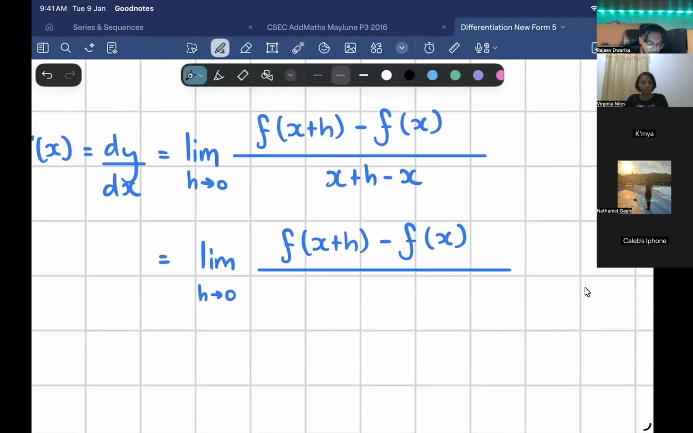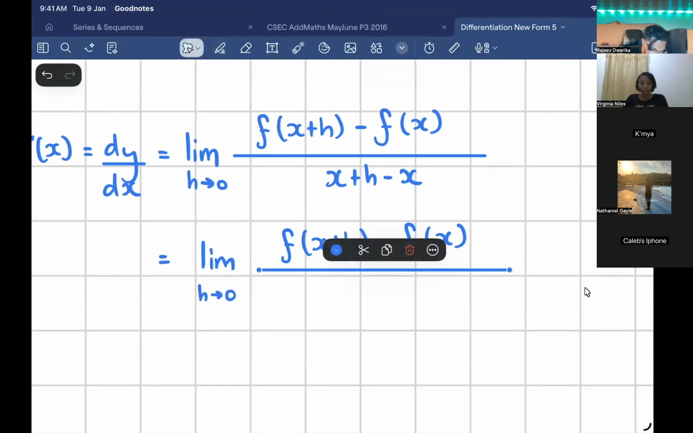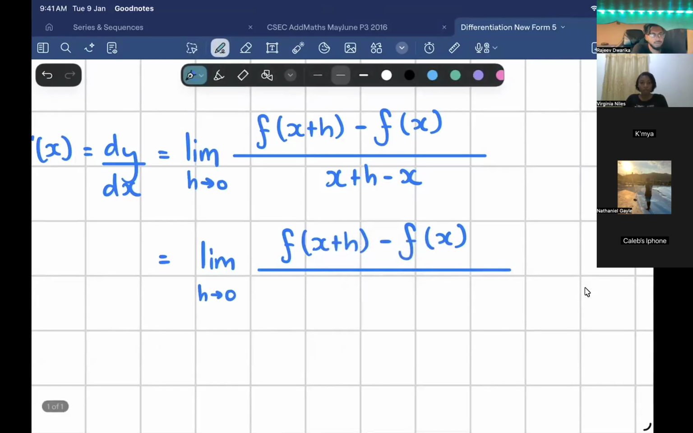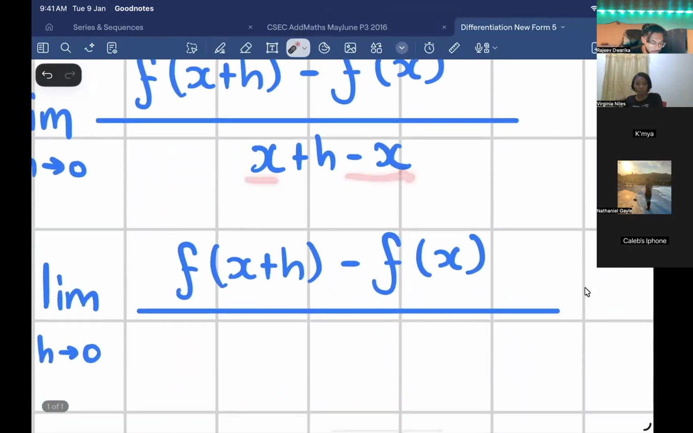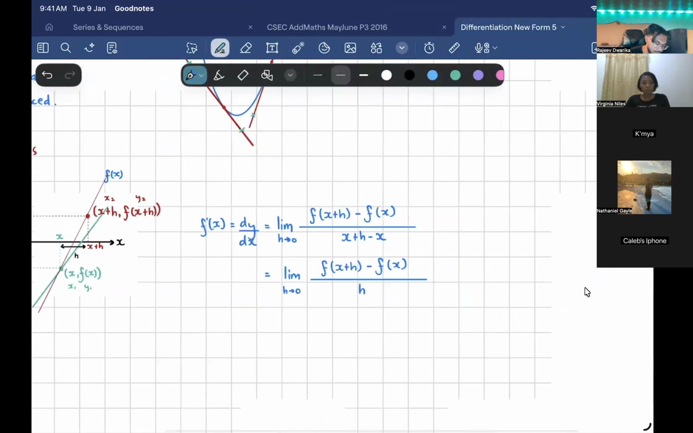And what is x plus h minus x? We can simplify that. That would just be h. Nathaniel, Kamaya, and Caleb, are they seeing that? Yes, sir. Repeat that, please. Alright, so we have x plus h minus x. What is x minus x? Nothing. So just h. Don't worry.